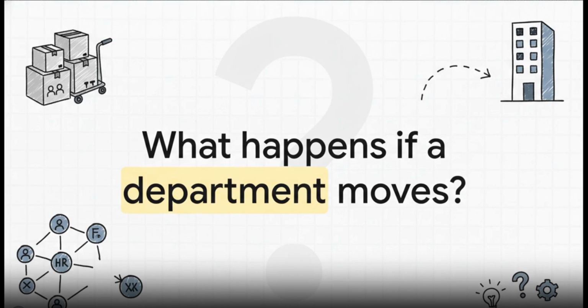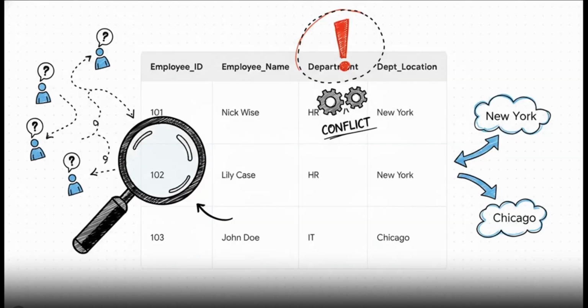All right, let's put this design to the test. Let's say the HR department decides to pack up and move to a new building. What happens in our table now? Well, now we have to go on a scavenger hunt. We've got to find every single employee in HR and manually change the location. If you miss just one, bam, your data is instantly corrupted. Now some records say HR is in one place and others say it's somewhere else. This headache has a name. It's called an update anomaly, and it's a direct result of that repeated data.